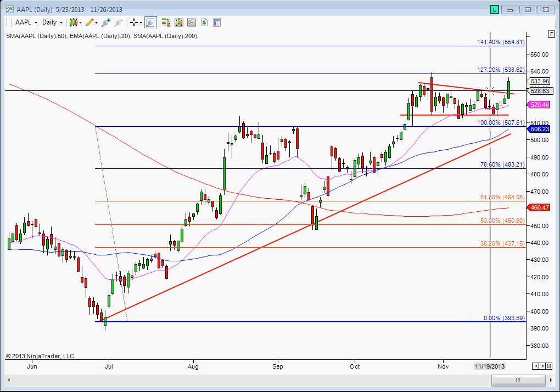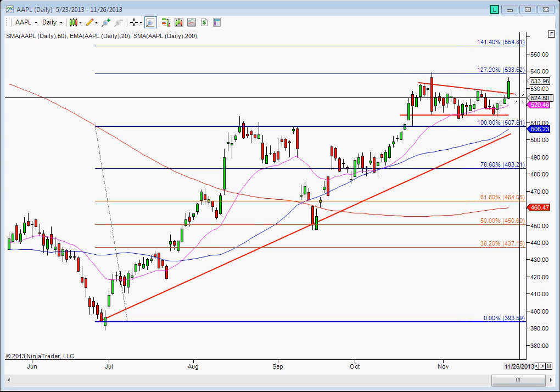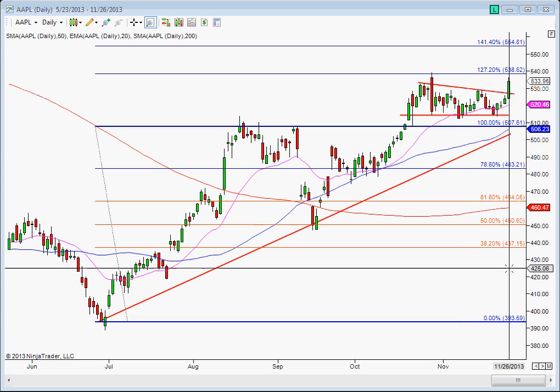And I am long on Apple on some Apple call options. So good luck to you all trading Apple.